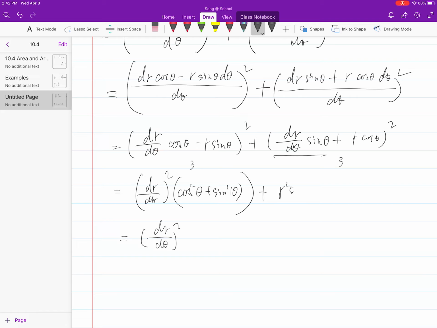The second term is going to be r square sine theta square plus r square cosine theta square. The square from here, the square from here. Together, you have r square times sine square plus cosine square, which gives you 1.